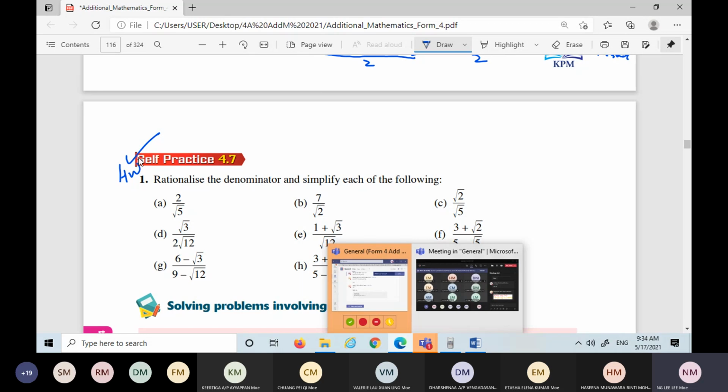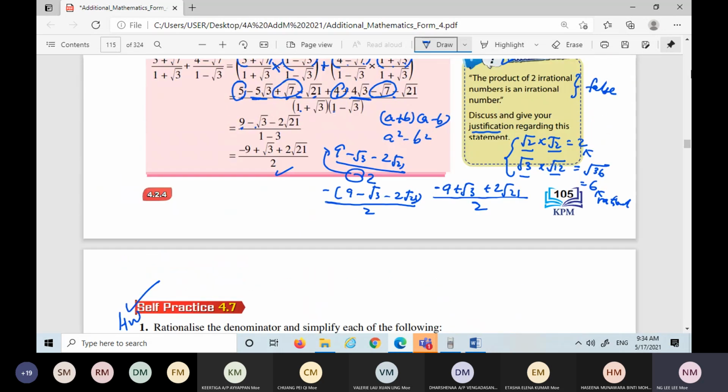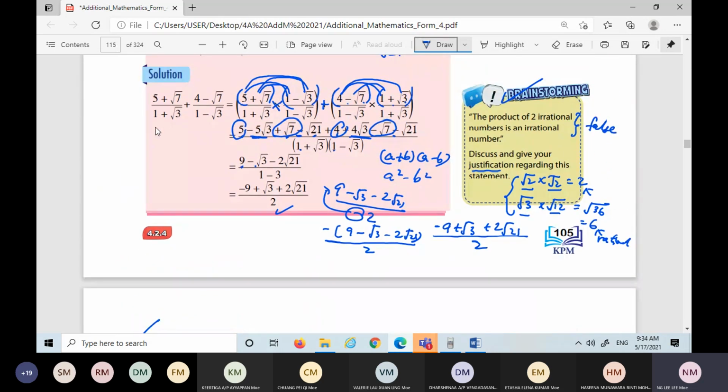I want to draw your attention to this. Come, let us see this. Just now the example, you see, this is a fraction plus another fraction. Just now we said we want to find a common denominator. So this we did with this, and then this one we did with this.